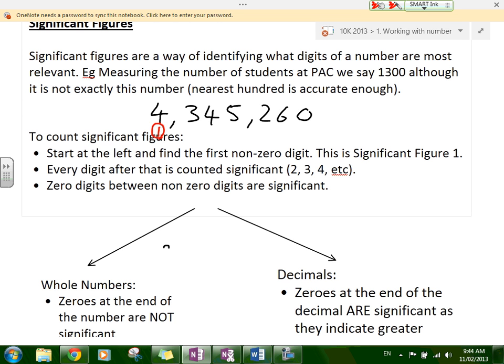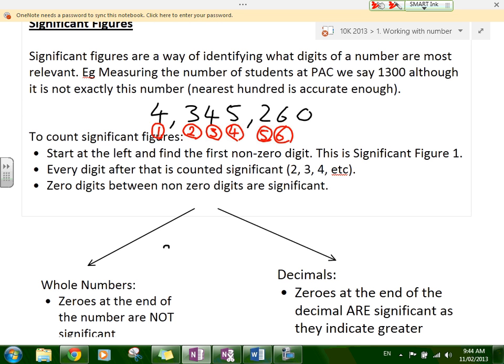So that's the first thing. The 3 here is the second one. The 4 is the third. The 5 is the fourth. 5, 6. Alright, so far so good. And zero digits between non-zero digits are significant. So if you have a 0 between two non-zeros, then you count it as significant. But there's none here, so we won't worry about that for the moment.